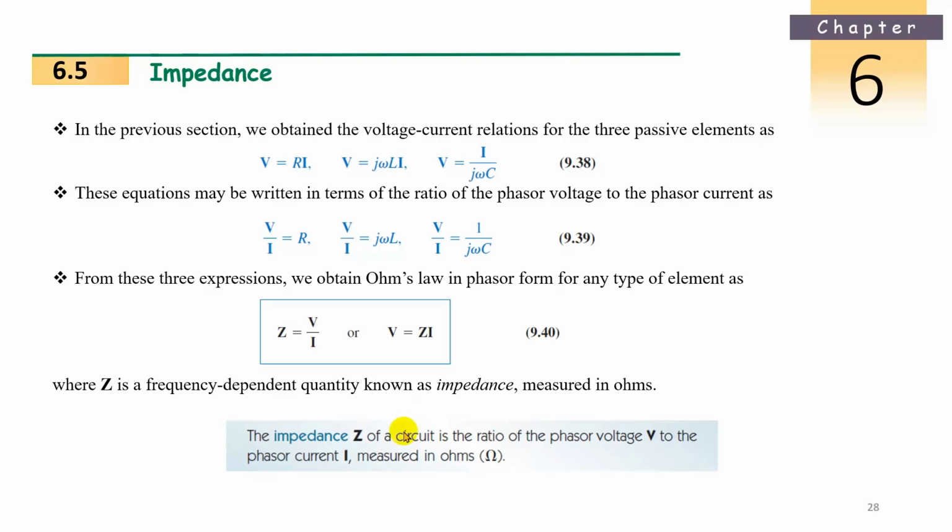The impedance Z of the circuit is the ratio of the phasor voltage V to the phasor current I. So, another definition: the impedance of a circuit is the ratio of the phasor voltage V to the phasor current I, measured in ohms. So here the logic is V is in phasor, always with a frequency, and I is in phasor, always with a frequency.